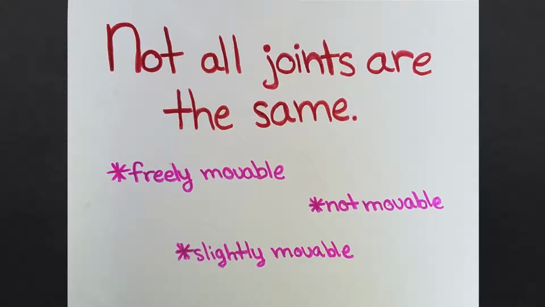Most bones in your body are connected by joints. Some of your joints, such as your shoulders, knees, hips, and elbows, are freely movable joints. Other joints in your vertebrae, for example, are only slightly movable, while the joints in your skull are not movable, but that's probably for the best.